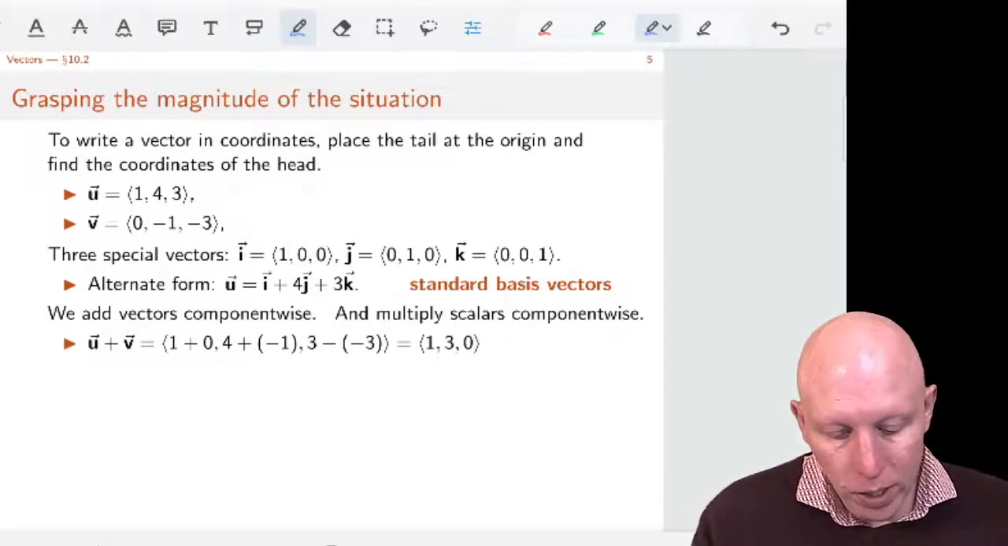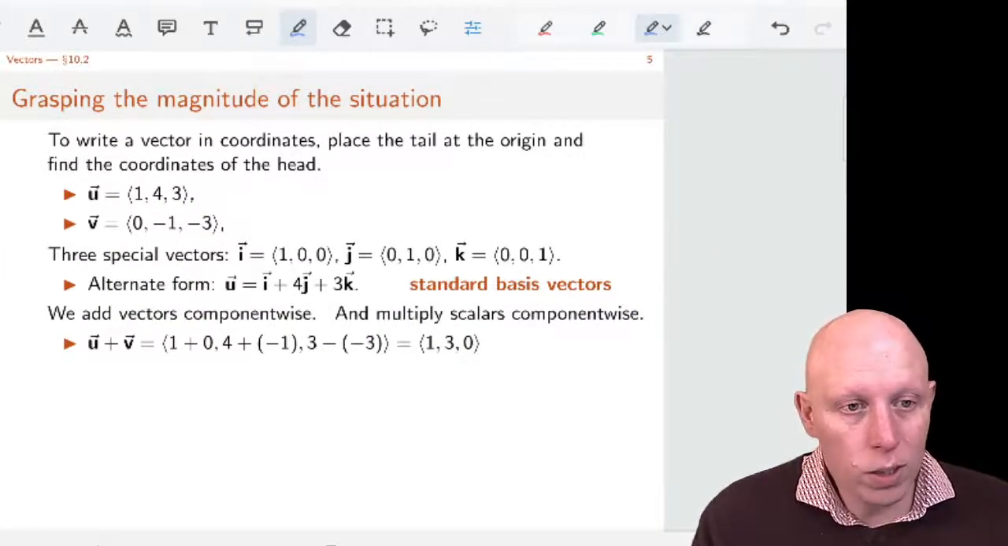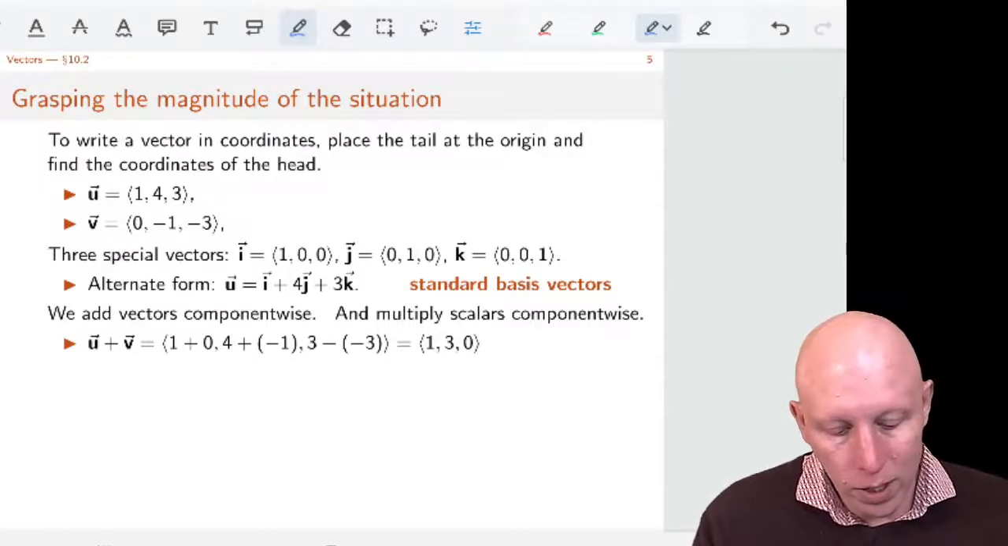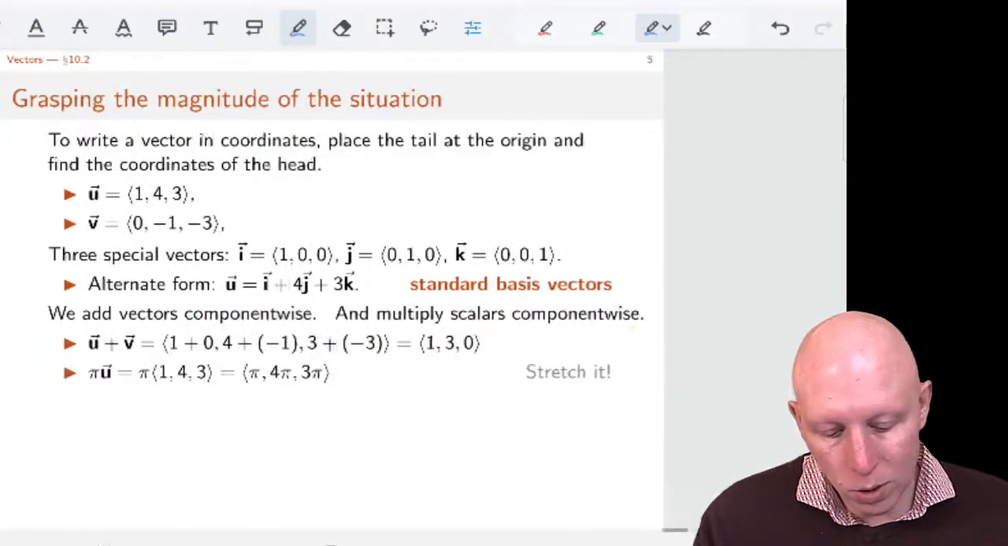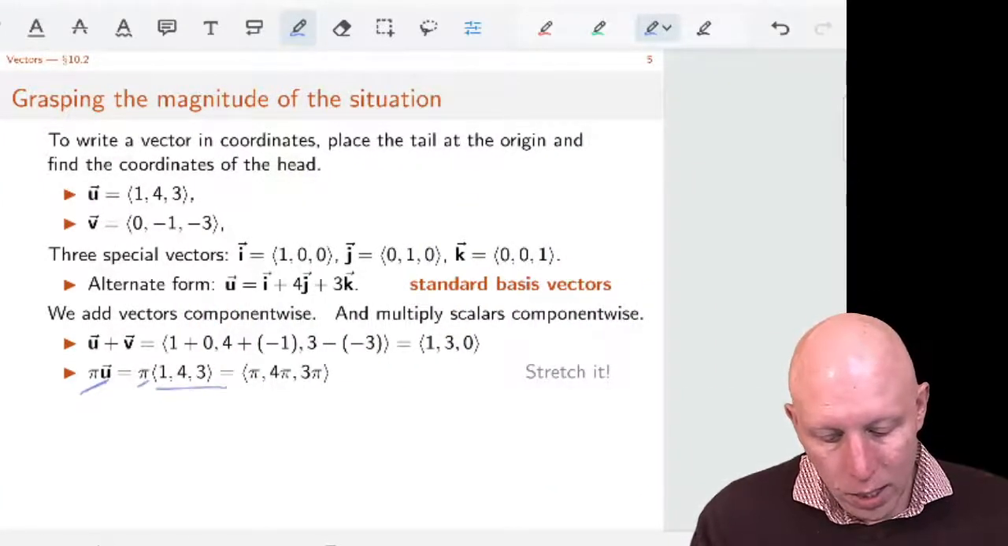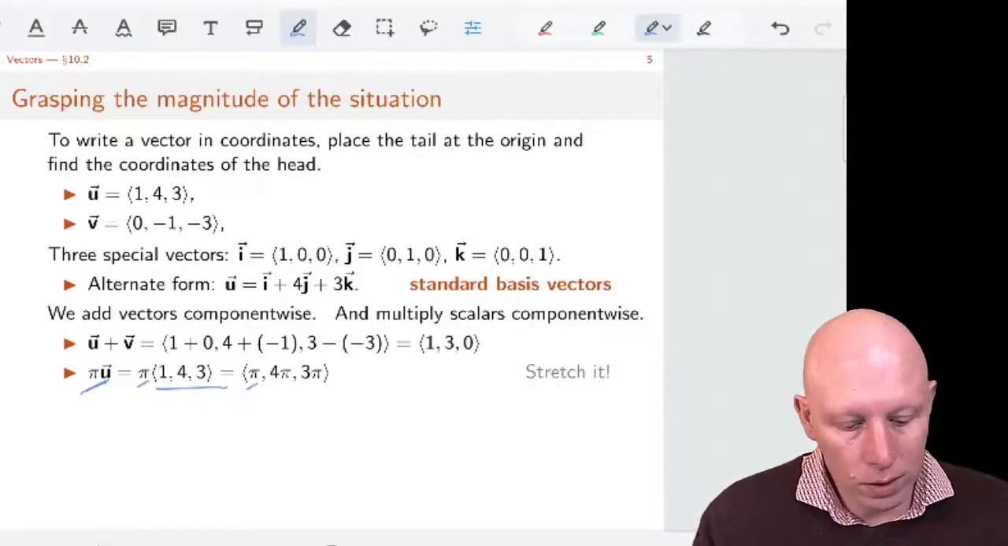And so when you want to add vectors, you add them component-wise. That's what we've talked about. If you want to scale something, you can multiply scalars component-wise as well. Pi times u is pi times 1, 4, 3, which is pi, comma 4 pi, comma 3 pi.